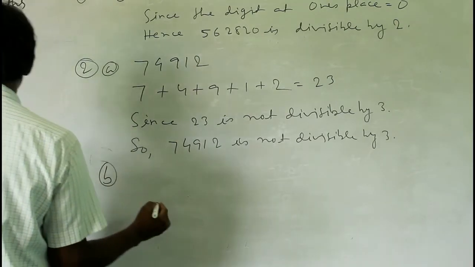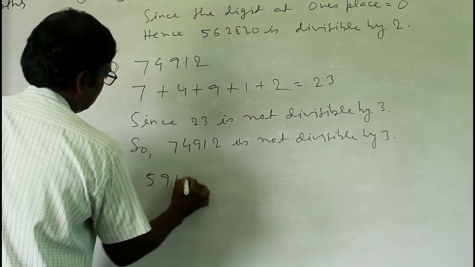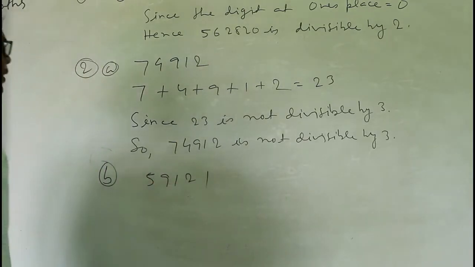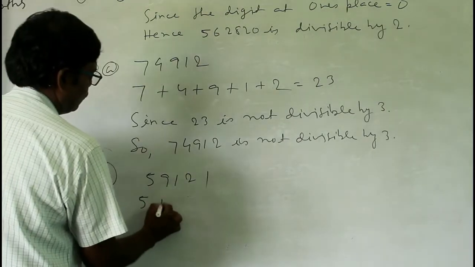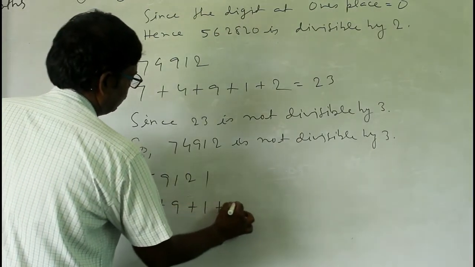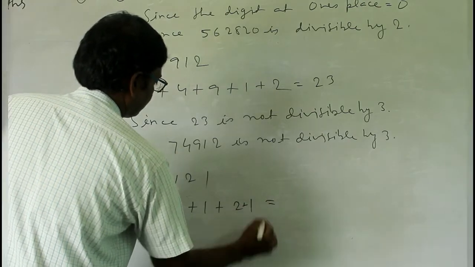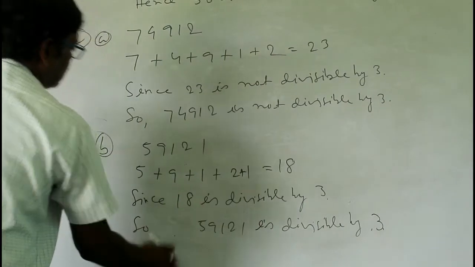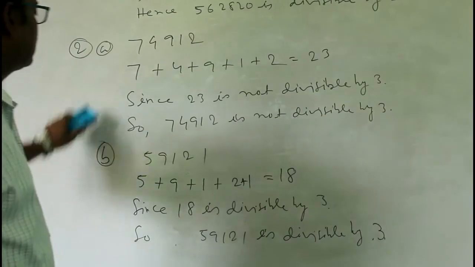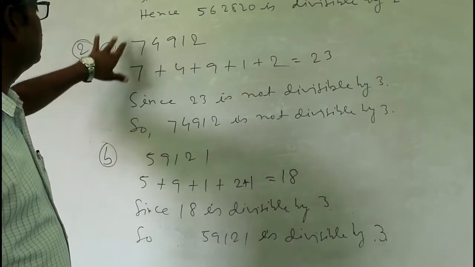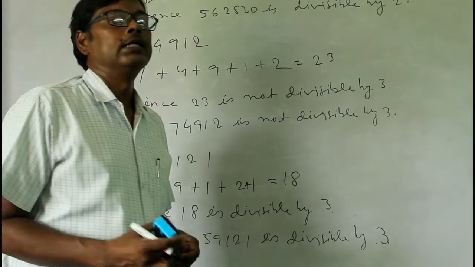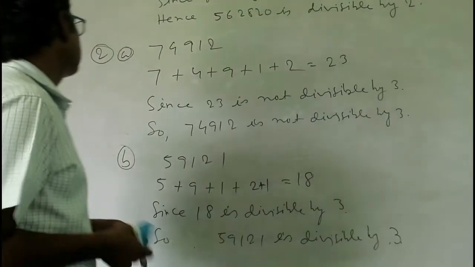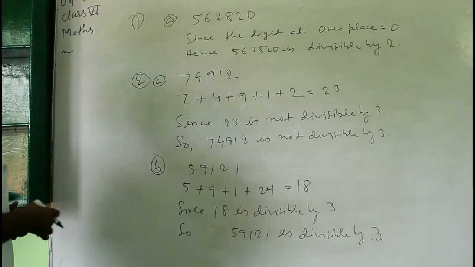Okay. 59,121. And here find out the sum: 5 plus 9 plus 1 plus 2 plus 1 equal to. So here I did two questions, A and B, because A is not divisible by 3, so I did this one also. So now it is clear to you how you will test by 3. Okay. Now the other questions are homework.